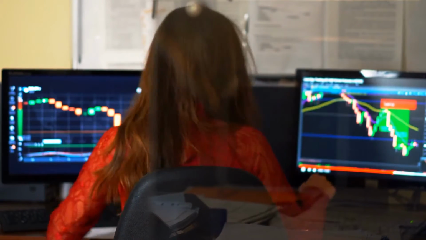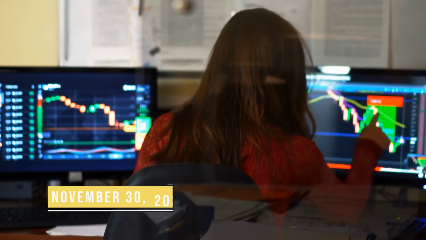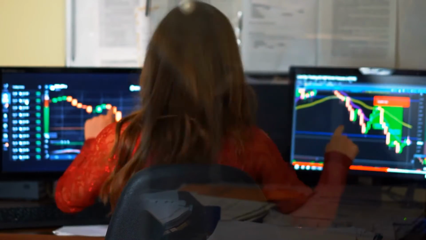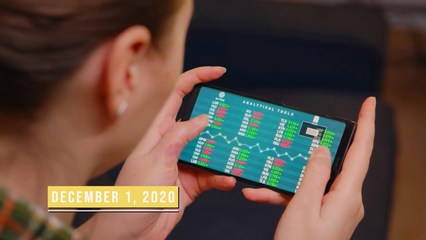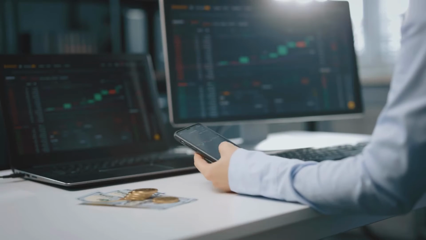Another close over the channel on November 30, 2020, failed to draw in buyers at higher levels, and the price returned to the channel on December 1, 2020. It shows that there's no certainty in trading, hence traders must always use a stop-loss to secure their positions.